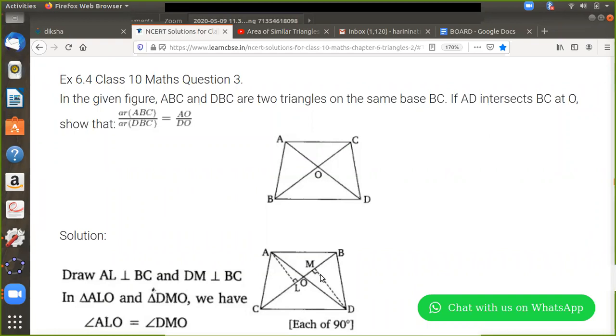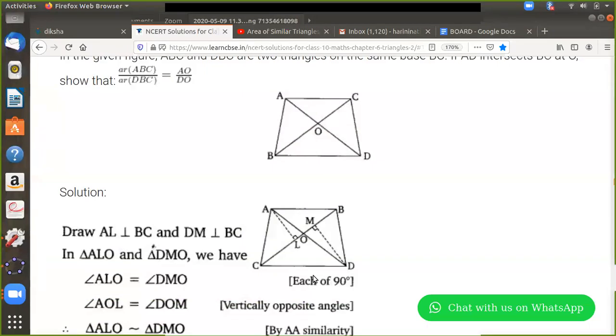One angle is 90, we know, because by construction they are perpendicular. Where is the second angle? Here, the vertically opposite angles. So that is where I start from. I have taken ALO and DMO. I have shown that the right angles are already there because of construction. Then I have AOL and DOM as vertically opposite angles, and hence the two triangles have become similar. But why do I want similarity here? I don't know why.